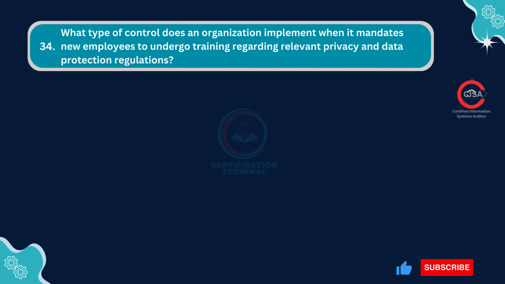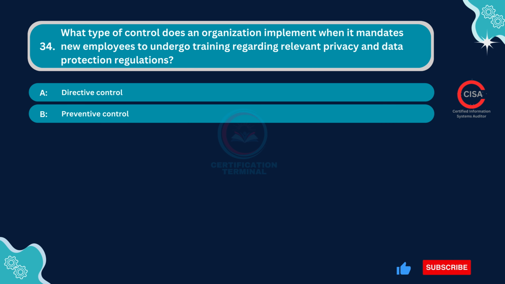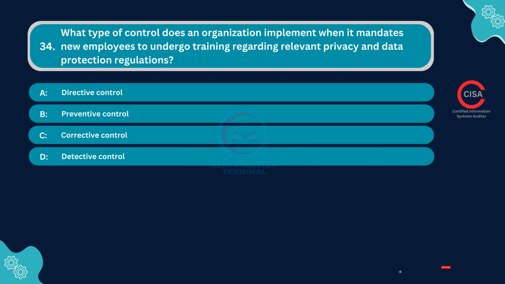Question number 34. What type of control does an organization implement when it mandates new employees to undergo training regarding relevant privacy and data protection regulations? Option A, directive control. Option B, preventive control. Option C, corrective control. Option D, detective control.